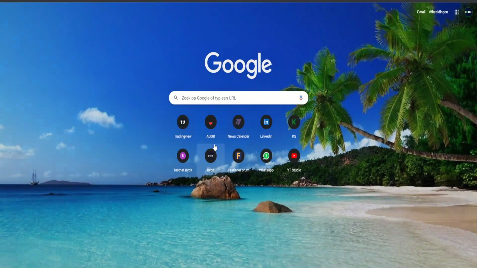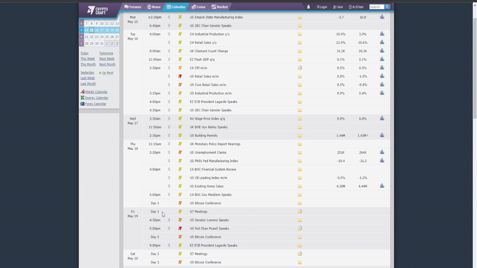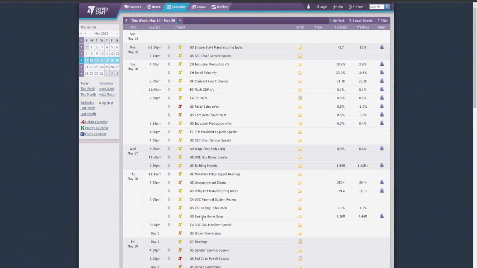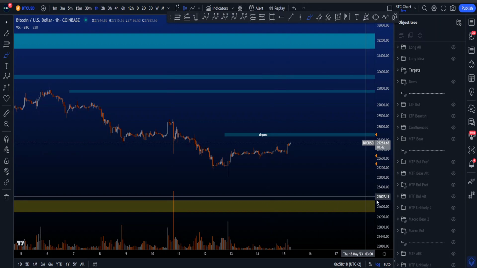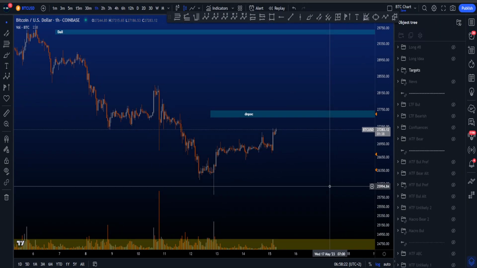If we quickly have a look at the news for the upcoming week, then tomorrow on Tuesday we have some high impact news at 2:30 p.m. Central European time, so you might want to check your own time zone. So Tuesday might be a volatile day, as well as Friday over here at 5 p.m., when we have Powell speaking, which might create some volatility as well. So make sure that around these high impact news times you trade very safe with a very clear plan, clear strategy, and stick to your entry requirements.